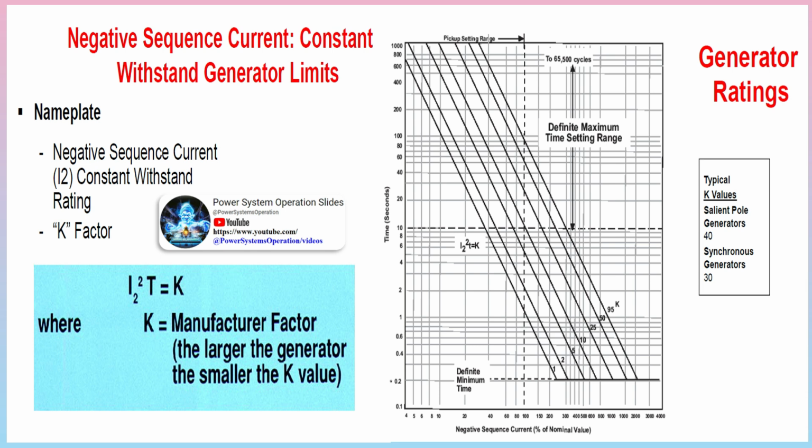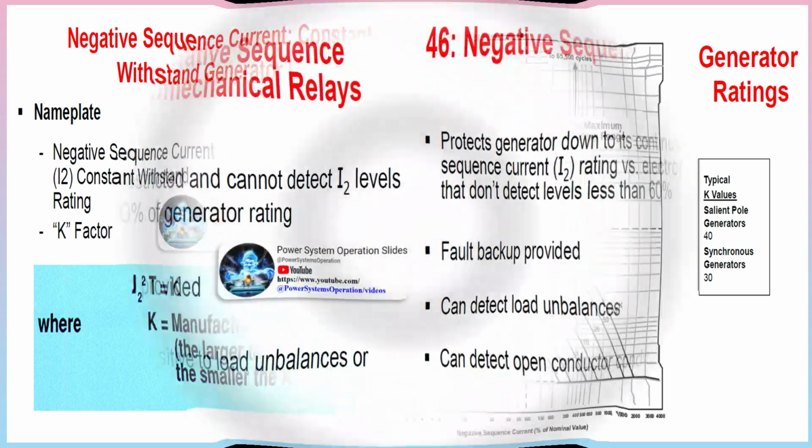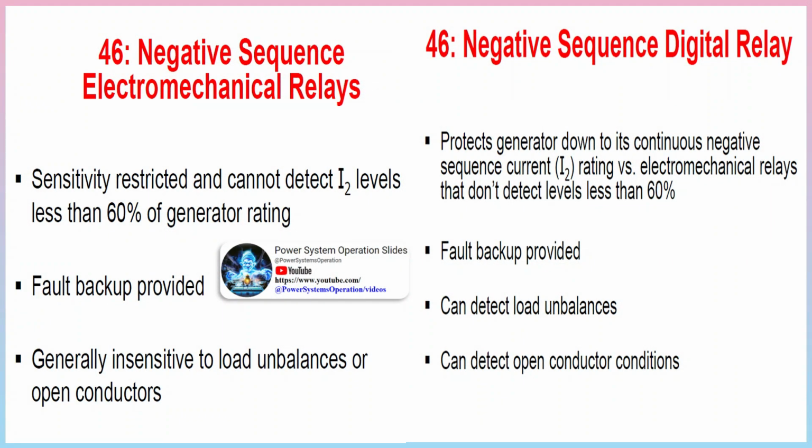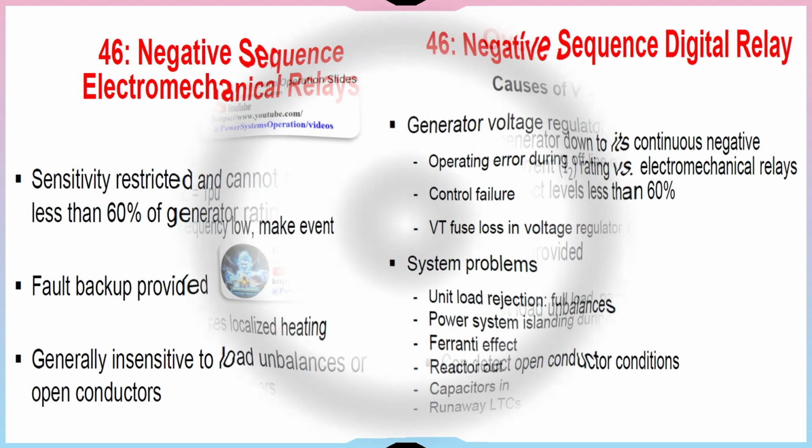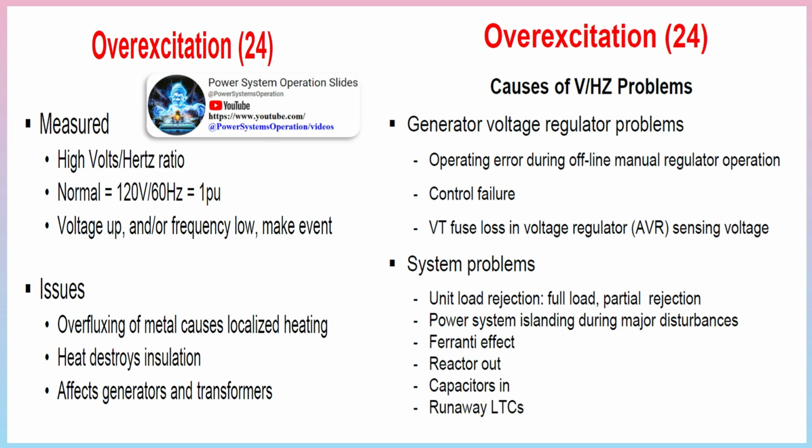Negative sequence current is typically caused by open circuits in the system, down conductors, and stuck pole switches and breakers. Unbalanced phase currents create negative sequence current in the generator stator and induce a double frequency current in the rotor. Induced 120 Hz current into the rotor causes surface heating of the rotor. Negative sequence electromechanical relays have restricted sensitivity and cannot detect I2 levels less than 60% of generator rating. Fault backup is provided, but they are generally insensitive to load unbalances or open conductors.